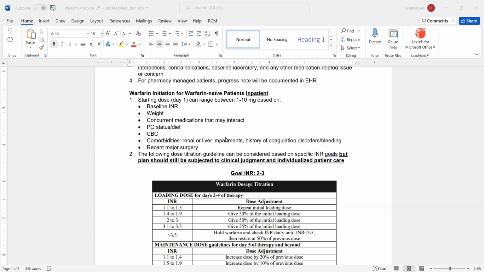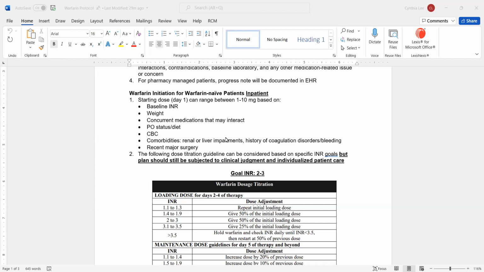What about CBC? Are they having any active bleeding? Is hemoglobin lower or borderline lower? Then we might be more cautious and dose them more conservatively. How about comorbidities, renal or liver impairment? There is always excretion and metabolism involved in those settings for warfarin. So if they have impairments, they're not going to clear it as well, or metabolize it as well. Those are some things to consider as you start the warfarin.